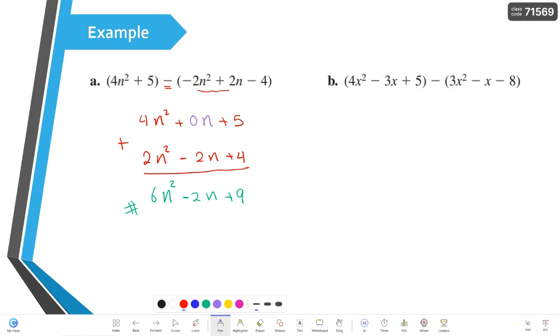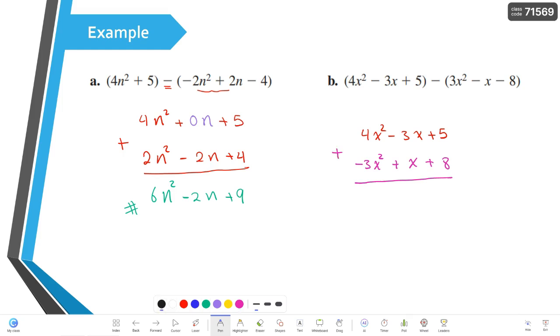In the second example here, we have 4x squared minus 3x plus 5. So I'm going to write the first polynomial, which is 4x squared minus 3x, then plus 5. And for the second polynomial, instead of writing the polynomial, I'm going to write the same polynomial, but I will change the sign of each term. So this is positive 3x squared, it would be negative 3x squared. And for the negative x, this would be positive x, and this is negative 8, this would be positive 8. So instead of subtracting this, I'm going to add them together.